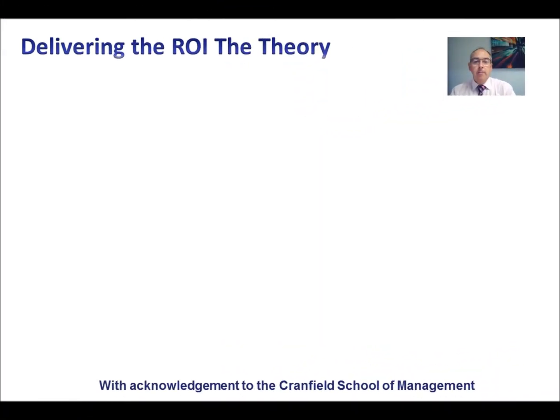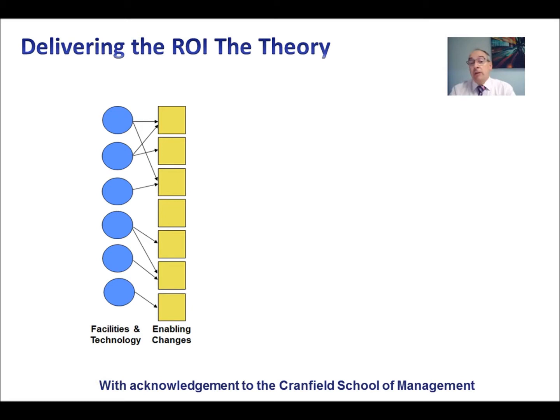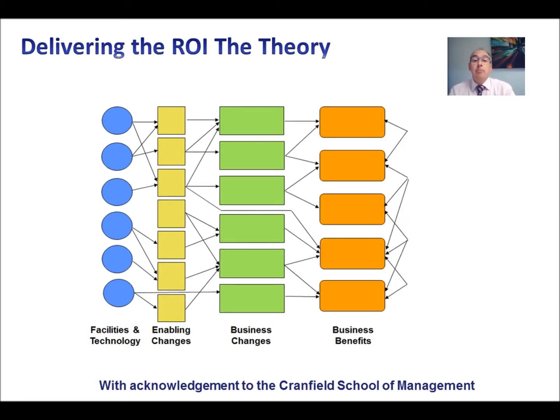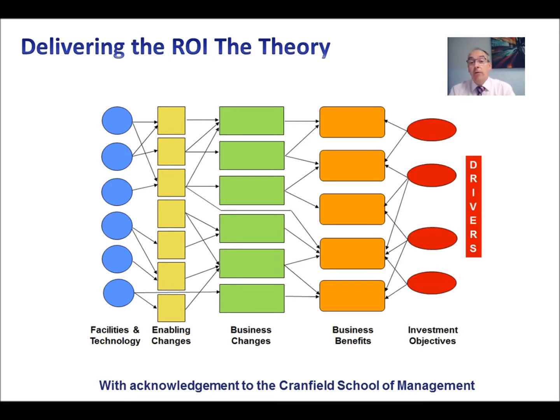So first, the theory. We will use an approach developed by the Cranfield School of Management. Now on the left hand side, what we identify are our facilities and technology. From that we have features that we'll deliver which enable changes in the way that we do business. And those changes will lead to business changes. And it's from the business changes that we expect to get business benefits. And the business benefits should lead through to our investment objectives. And our investment objective in this case is to reduce cost.